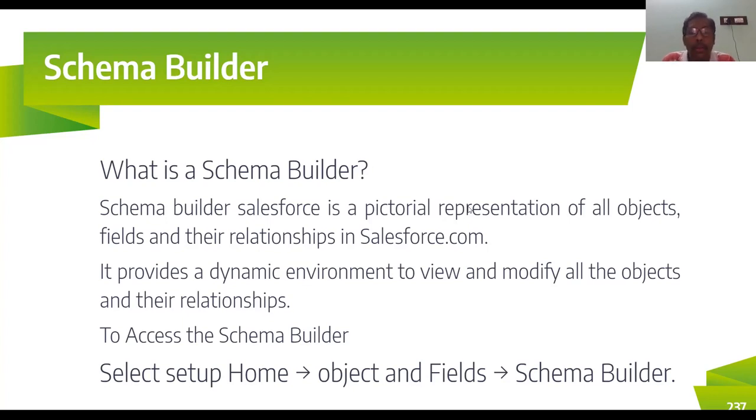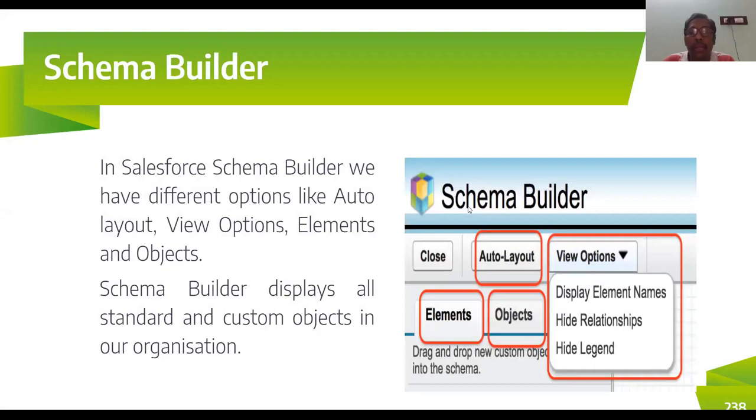Now let me show how to get into Schema Builder. To get into Schema Builder, you have to click on Home, or go to the Setup page. Under Home, you have a quick find box. In the quick find box, you type Schema Builder so that the Schema Builder link comes up. You click on the Schema Builder link, and it takes you to the Schema Builder page. On this page, we have different options like auto layout, view options, elements, and objects. At the time of the demo, I'll show you everything.